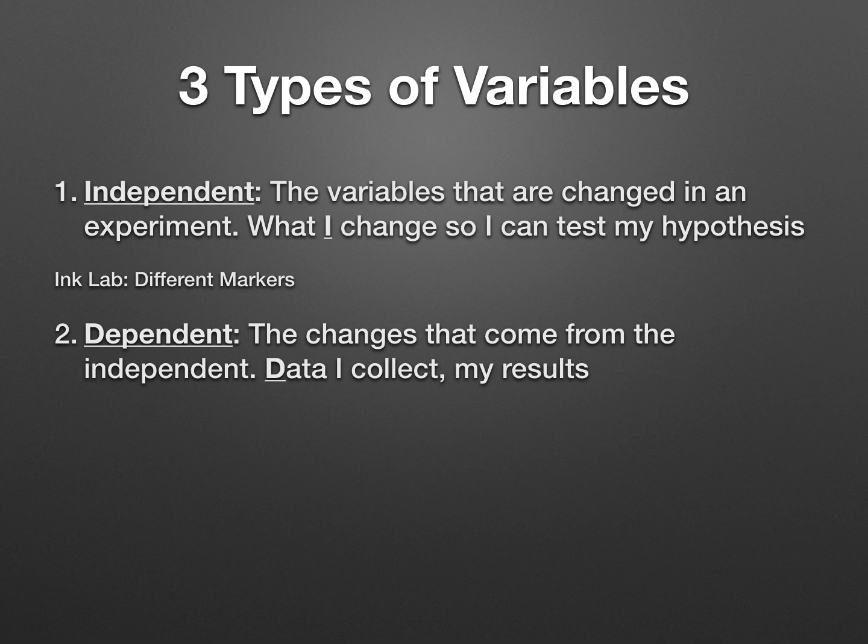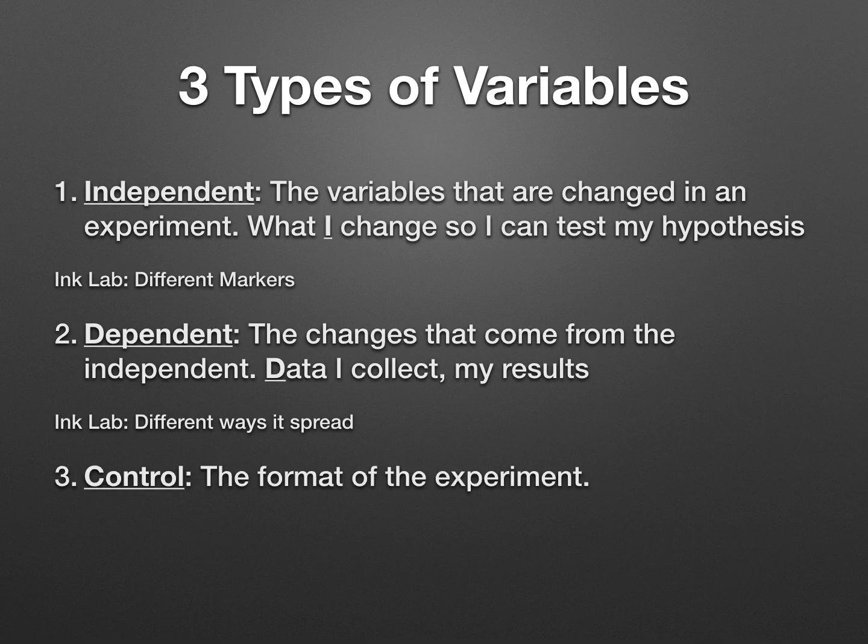The second is dependent variables, the changes that come from the independent. So the independent variables will lead to your dependent, and you see I underline the word D for data in the next statement. It's the data you collect. These are your results. In the ink lab, it is the different ways the ink spread on the paper.